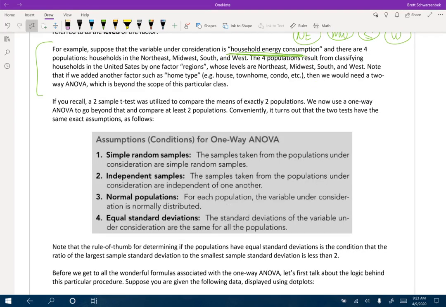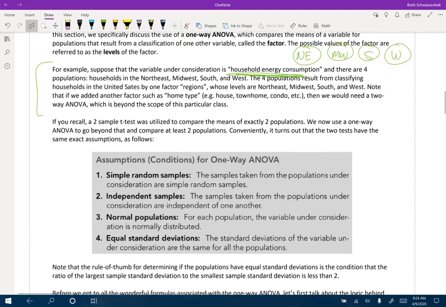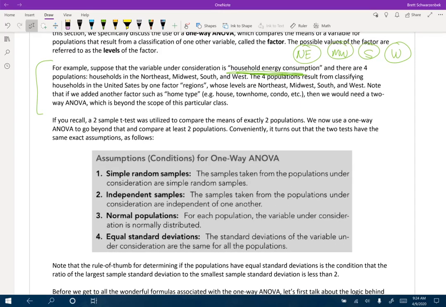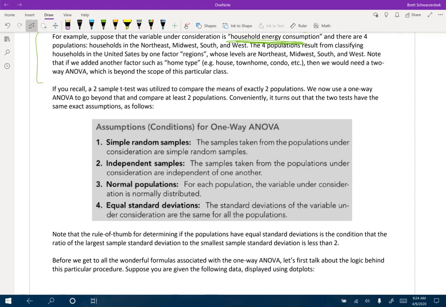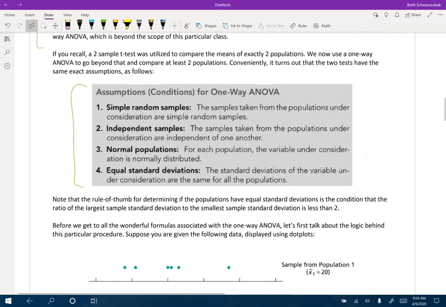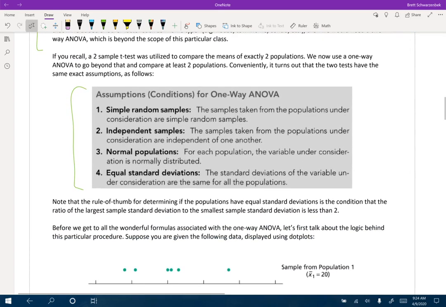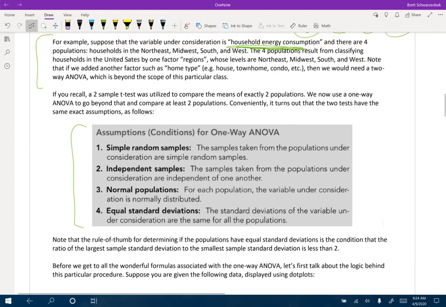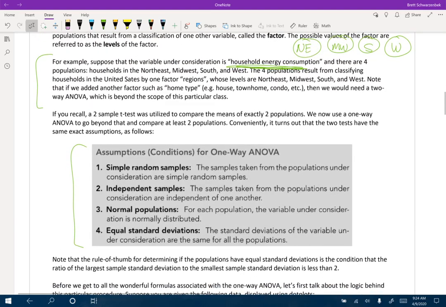So I had stated that the two-sample t-test was basically comparing two means, whereas ANOVA is more than two. Well, it turns out that the two tests have essentially the same assumptions. So if you look at the assumptions here, what do we have to make sure? We have to make sure that the samples taken from, in this case, 4 populations, are all simple random samples. You have to make sure they're independent of one another. You have to make sure that you're going to get a normal population out of this.